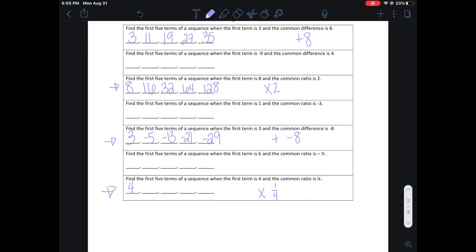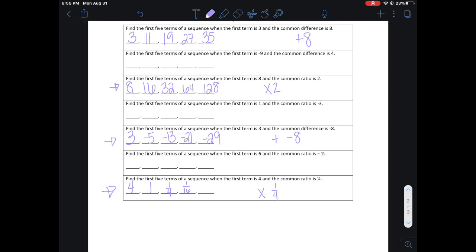For this one, remember, I don't want any decimals. I want all of your answers to remain as fractions. So 4 times 1/4 gives us 1. 1 times 1/4. Well, 1 times anything is itself, so 1/4. 1/4 times 1/4 is 1 over 16. 1 times 1 is 1, which is up top. And 4 times 4 gives us that 16 on the bottom.